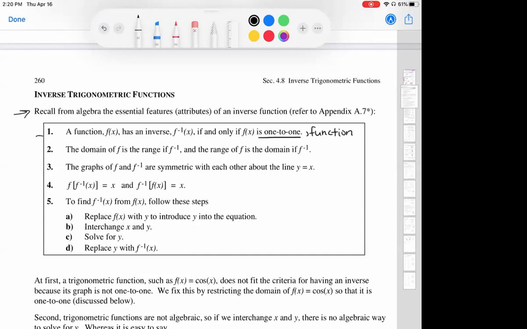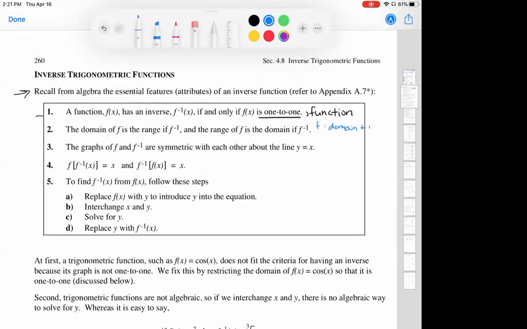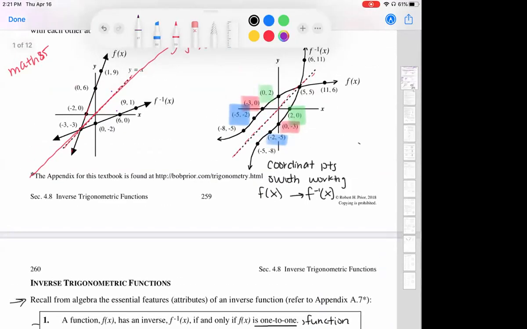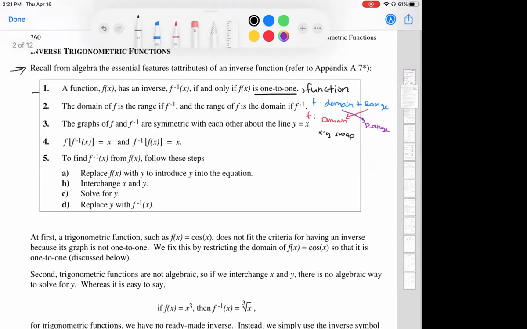Two, the domain of f is the range of f inverse, and the range of f is the domain of f inverse. So what this is saying is if I have f with a domain and range, for f inverse, your range will now be your domain, and your domain will now be your range. This is what we refer to as your x's and your y's swapping, as we saw on that line above, how these points were just being flipped. Our x's are our domain, our y's are our range. So for the inverse function, we swap these values, and thus the domain and range.